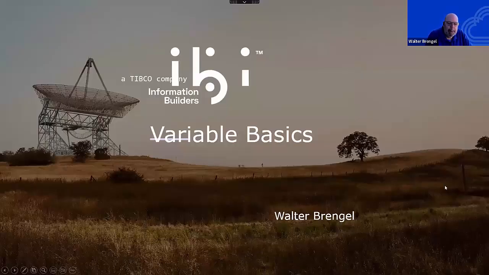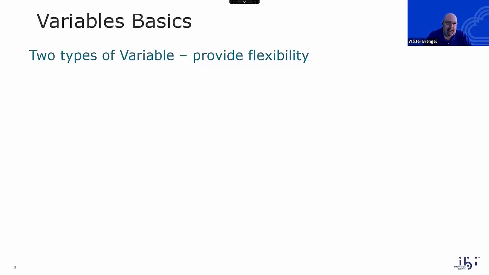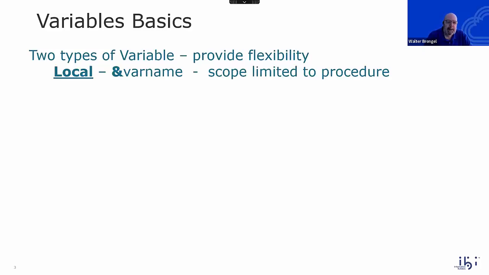Okay, so I'm going to kick off and talk about variables. I'm going to show you the basics of variables, the different types of variables, how they can be used, and where you can use them. There are two types of variables that you can use in the WebFOCUS product. You have a local variable. The local variable is only accessible from within your current procedure. So if I execute my procedure and I have single ampersand variables, I can only use those ampersand variables in that one procedure. Once the procedure finishes, I can't use them anymore.